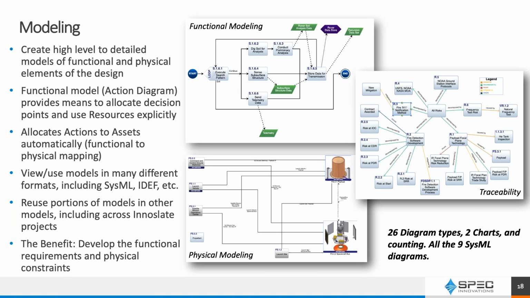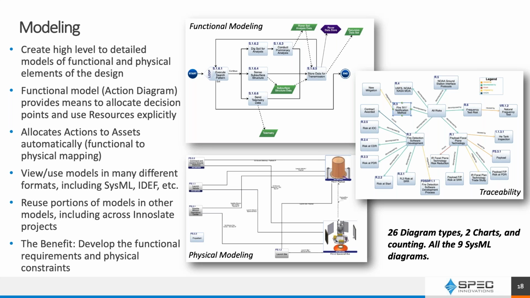So we've got multiple modeling views. I think we're at 29 different models now, but we can create high-level to detailed models of functional and physical elements of the design. The functional model, or the action diagram, or a behavior diagram if you're familiar with it, provides means to allocate the decision points and use resources explicitly.